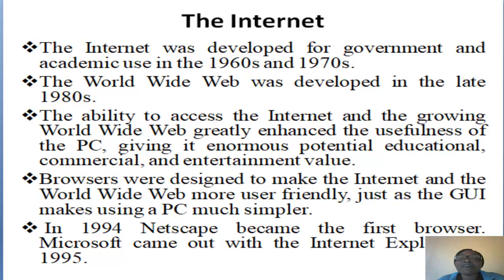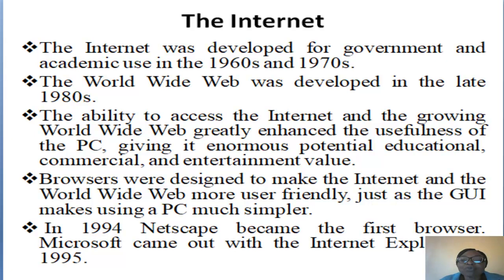The internet was developed for government and academic use in the 1960s and 1970s. The World Wide Web was developed in the late 1980s. That's WWW. You always hear of that. The ability to access the internet and the growing World Wide Web greatly enhanced the usefulness of the PC, giving it enormous potential, educational, commercial, and entertainment value.